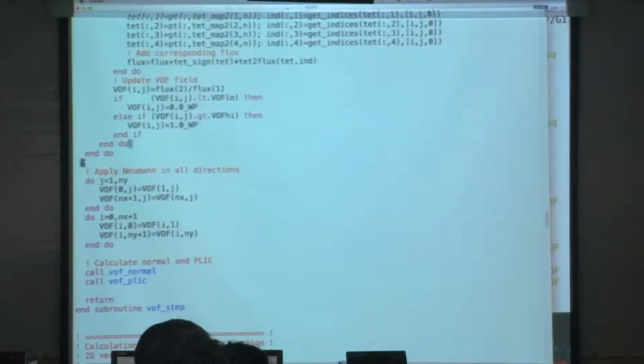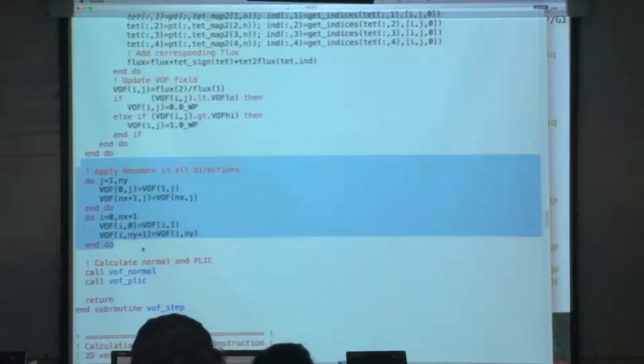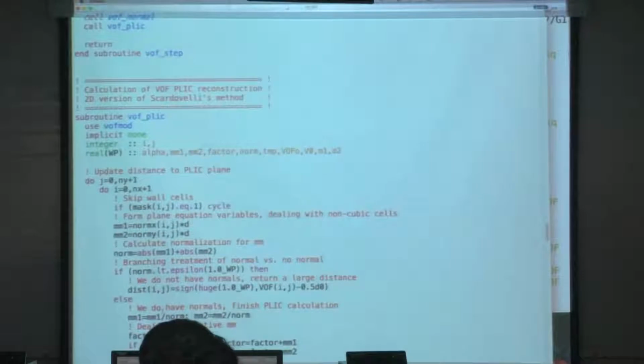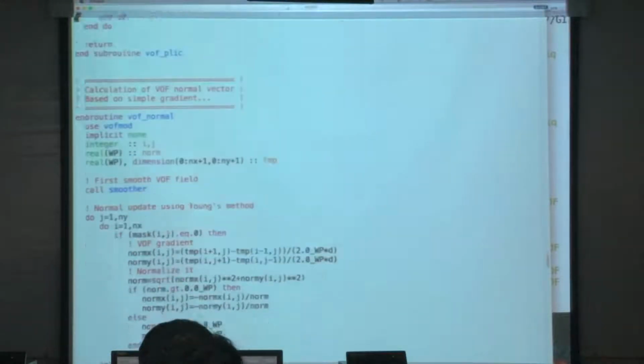I add a Neumann condition to all the sides. I compute my normal, I'll show you that. And then once I have the normal, I can update my plic, meaning I can recompute my distance to the plane. The normal is down here.